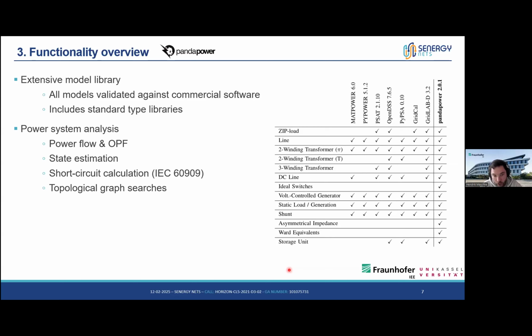So you can search for island grids, you can search for unsupplied sections, for example. You can see what components are connected to each other. And this is also very important for grid planning and grid operation.